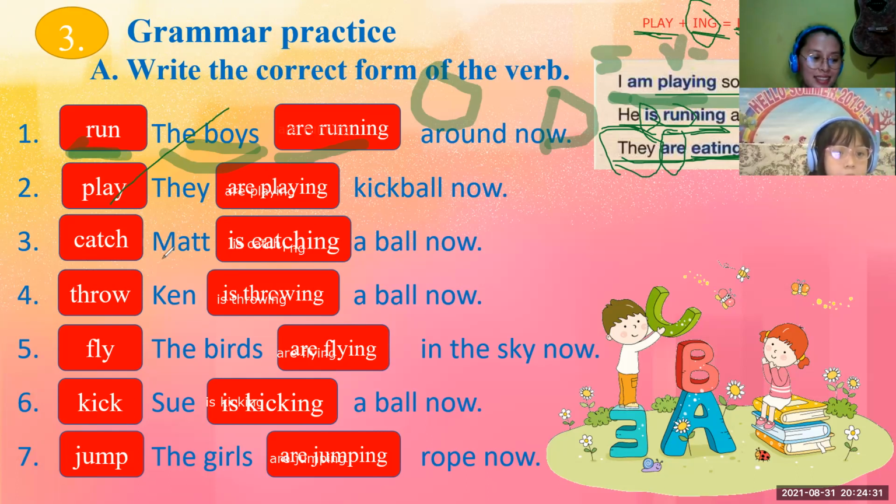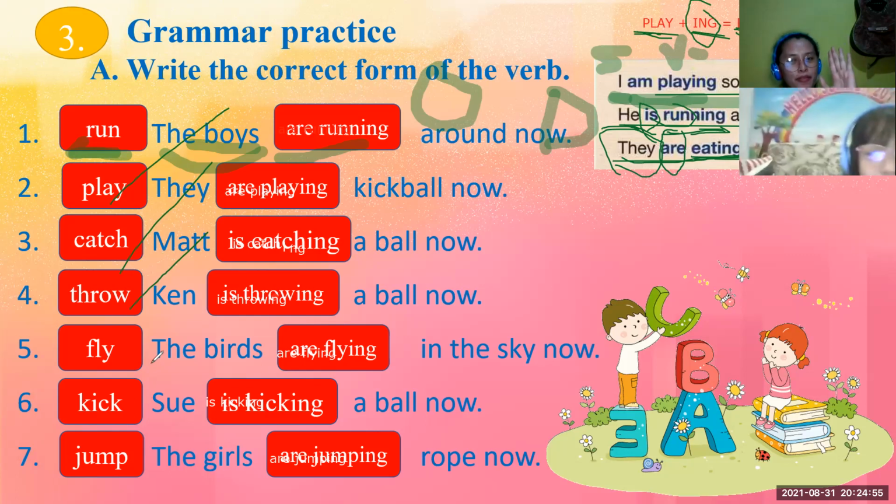Matt is catching a ball now. Okay, very good. Number four, Ken. How about Ken? Ken is throwing.